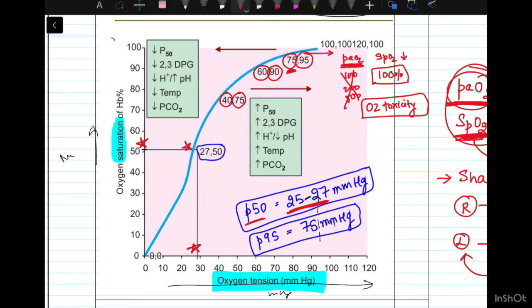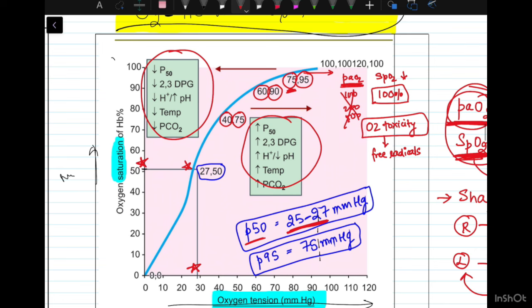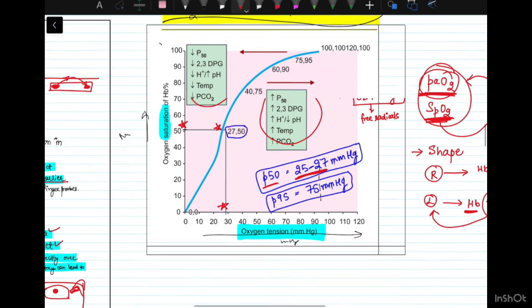If you're giving too much oxygen to a normal patient, the SpO2 will keep on showing 100%. That doesn't mean that he's not getting excessive oxygen, and this excessive oxygen can lead to production of free radicals. So this is one of the disadvantages of pulse oximetry, that it cannot differentiate how much PaO2 is there. It doesn't matter how much oxygen you're delivering. And these are the factors which will shift the curve to the right, and these are the factors which will shift the curve to the left-hand side.